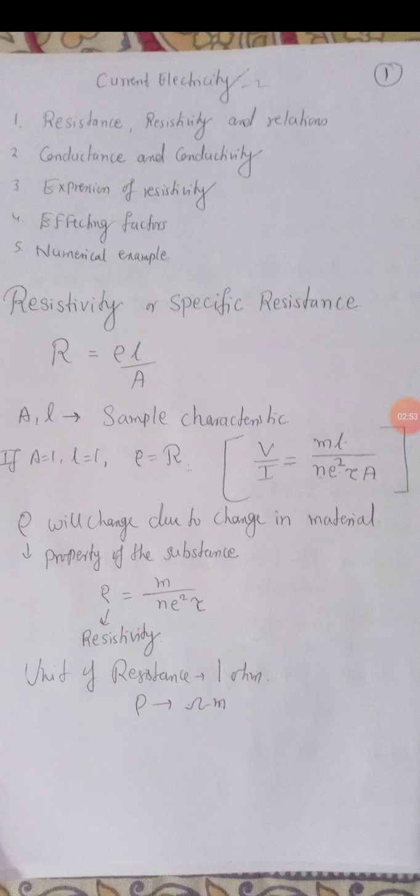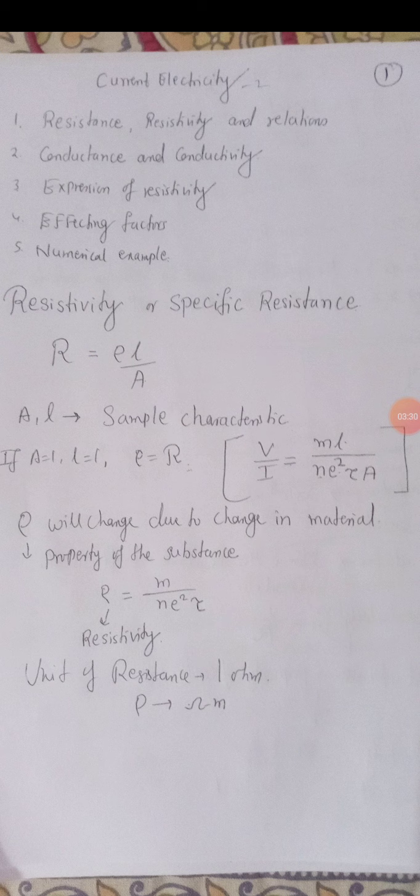This means, student, the quantity which I am calling rho will change only due to change in material. When I change the material, the small n will change. So A equal to 1, L equal to 1 means if you take any substance or any conductor whose area of cross section is 1 and length is also 1, then the resistance which comes across its faces is measured as its resistivity.